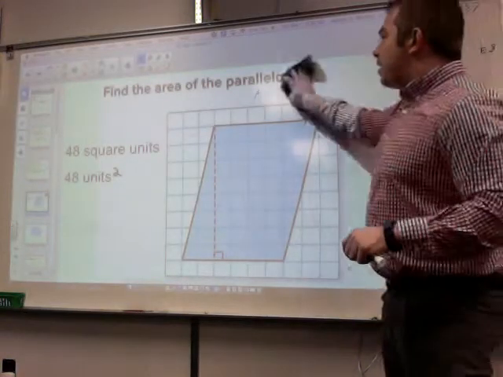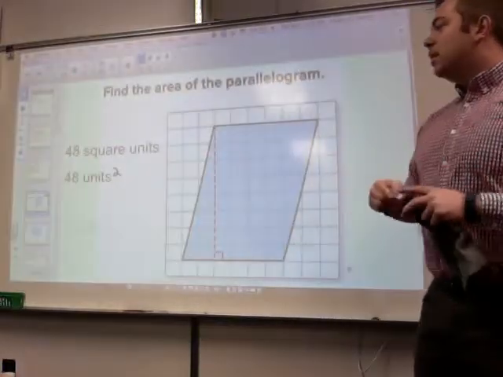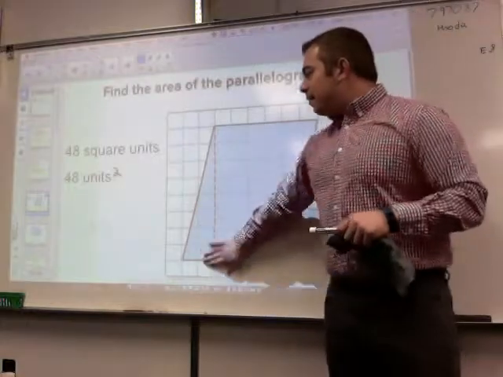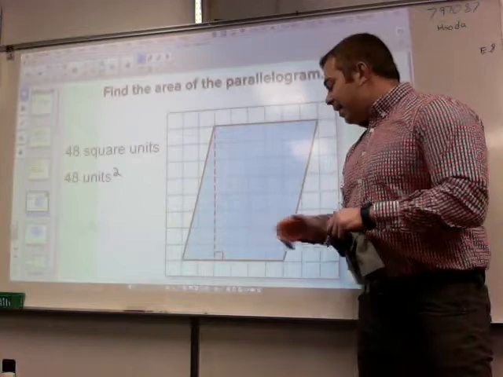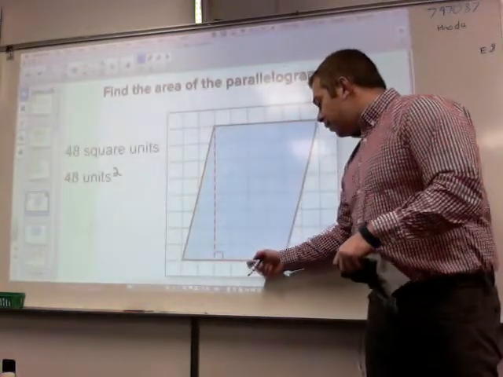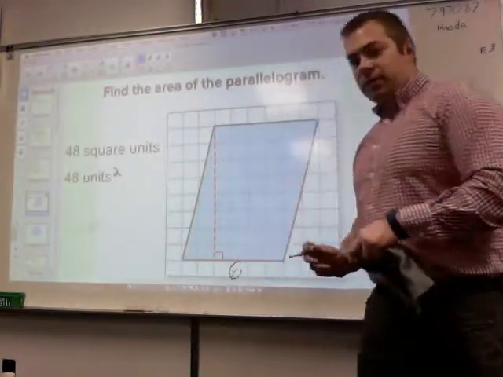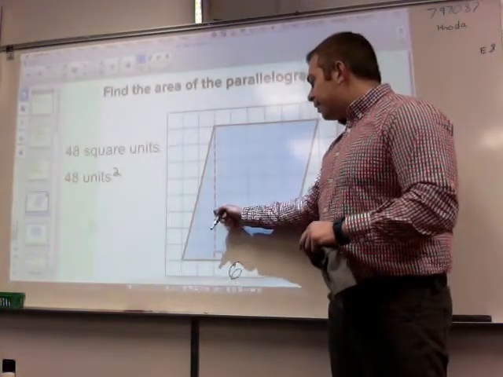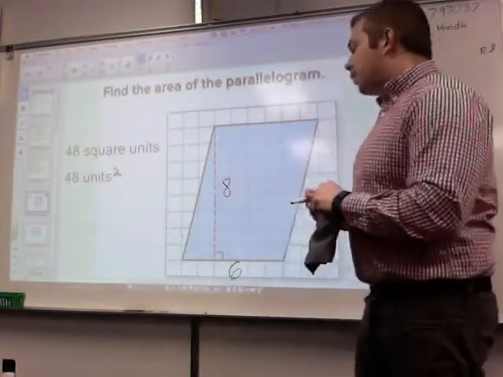All right, so let's find the area of this parallelogram. This is straight out of your book. I already found it, actually. It's 48 square units. Let's see how I did this. Well, they don't give me any numbers, but they put it inside of a grid, so I can find the base and the height. So I'm going to count the base. 1, 2, 3, 4, 5, 6. 6 square units is my base. I'll put a 6 down there. Let's check my height. 1, 2, 3, 4, 5, 6, 7, 8. My height is 8 square units.